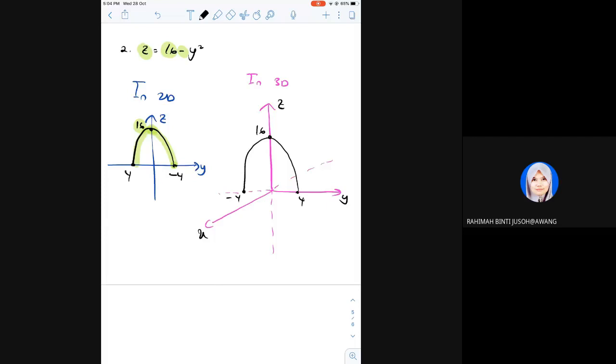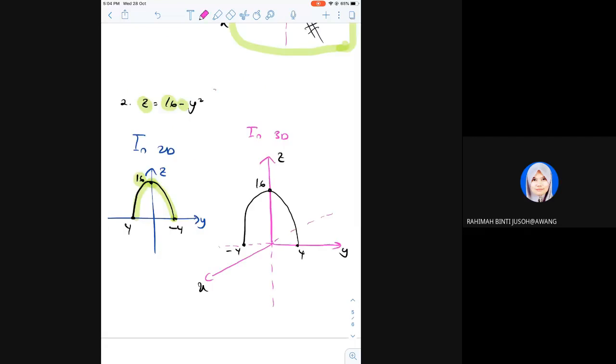Now, if you look at the original equation, we don't have what? X exists. No x, so it should be parallel along the x axis. Yes, parallel along the x axis. Now, the same concept here, guys. The x axis means either to the front or to the back. So to extend your drawing, you can pull it to the front only, to the back only, or pull both sides. All are correct, as long as it is parallel to the x axis. Understand?